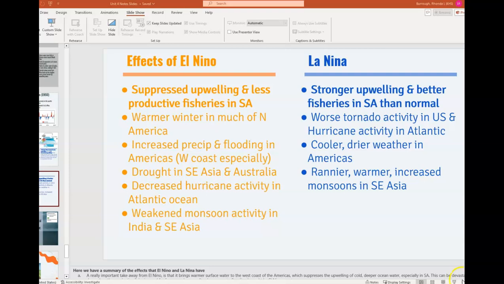All right, so let's look at the effects of El Nino and La Nina. I'm going to stop here.